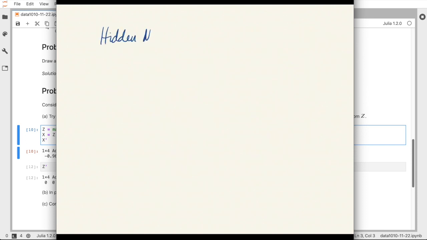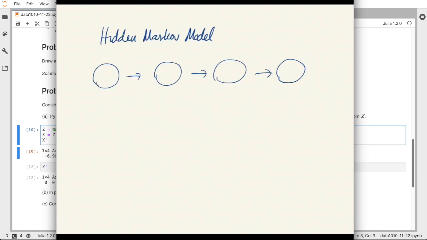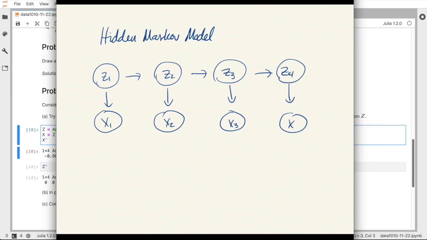And lastly, a hidden Markov model is a Markov chain together with another collection of random variables, one for each time step of the Markov chain, which represents an altered or corrupted representation of the actual state of the Markov chain at that time. So the conditional distribution of x given its z can be whatever conditional distribution, but it does have to be the same for each time step.